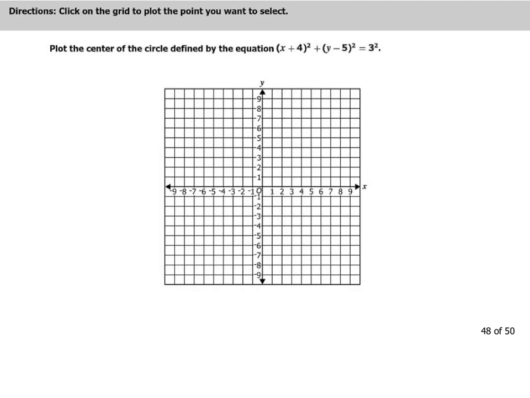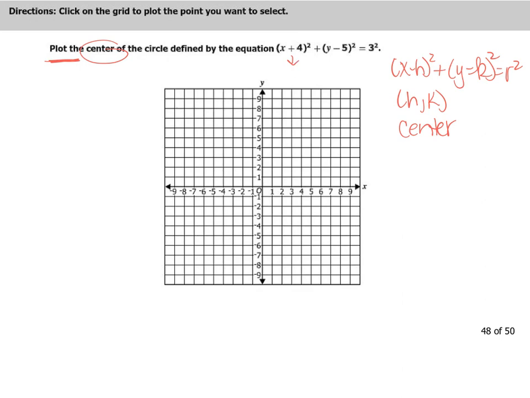So this problem wants us to actually plot the center of the circle. The formula is definitely given. And the formula is x minus h quantity squared plus y minus k quantity squared is equal to r squared. And they also tell you that h and k is the center. So it's going to be the opposite.